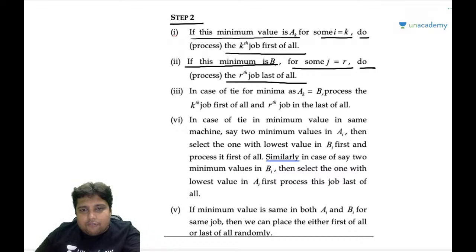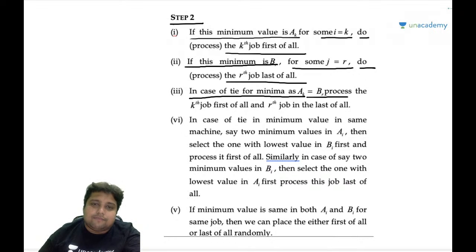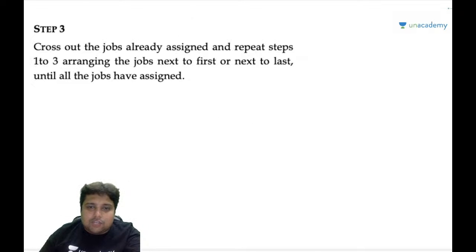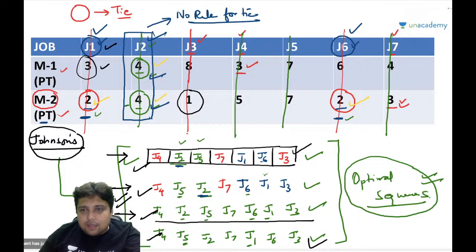In case of tie for minima as A_k equal to B_r, process the kth job first of all, and the rth job last of all. So guys, check this out. We had a tie like this.